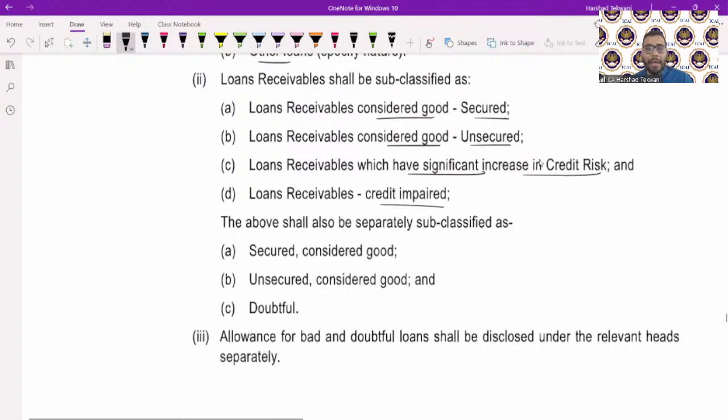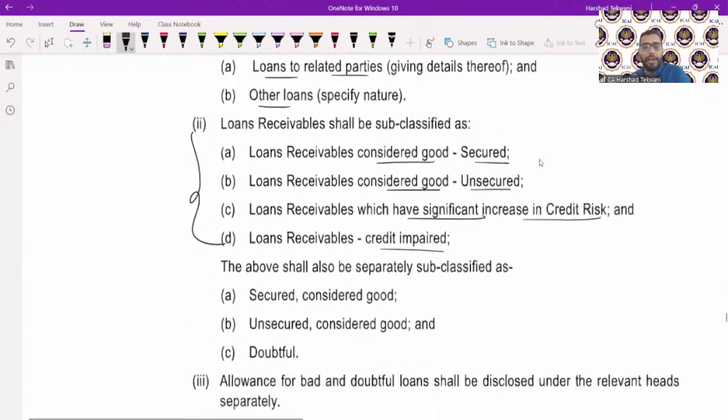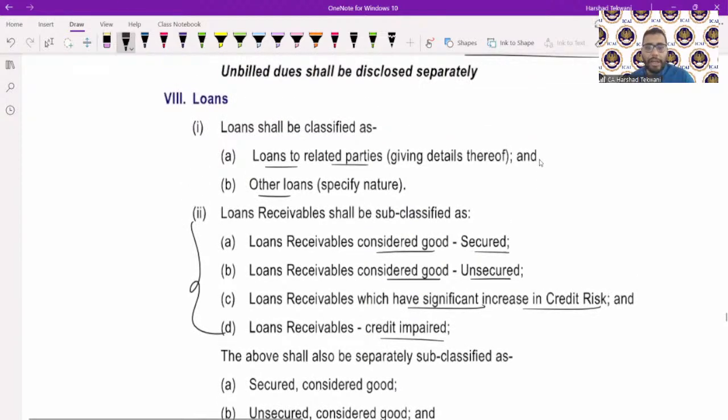Then you need to provide sub-classification. That sub-classification, we already have. Now this sub-classification, if you see the classification given in Division 1, it talks about secured considered good, unsecured considered good, and doubtful. But over here, you need to provide the sub-classification: secured, unsecured, have significant increase in credit risk and credit impaired.